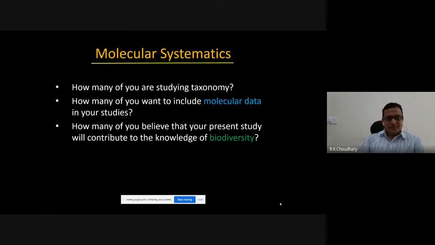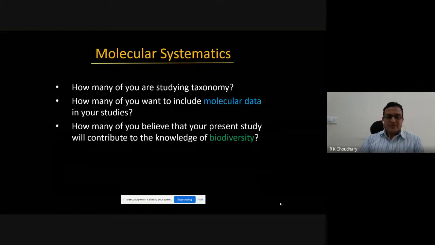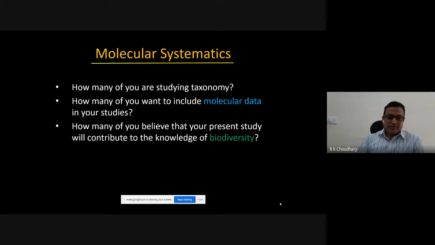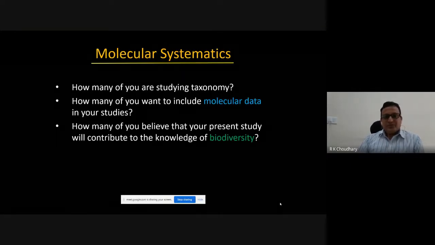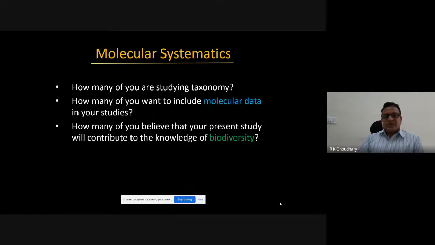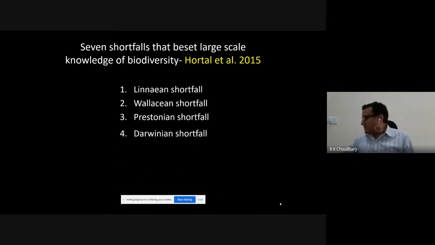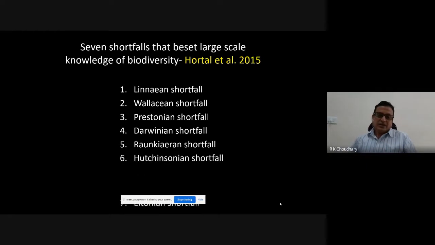Whatever you're carrying out presently, suppose you're working on a morphological aspect, or doing taxonomy of a particular group, revising Ranunculus or revising a particular genus, how many of you believe your present study will contribute to the knowledge of biodiversity? Of course you will say yes, it is going to contribute a lot. But before going ahead, please go through a paper by Hortal et al. in 2015, which says there are seven shortfalls that beset large-scale knowledge of biodiversity.